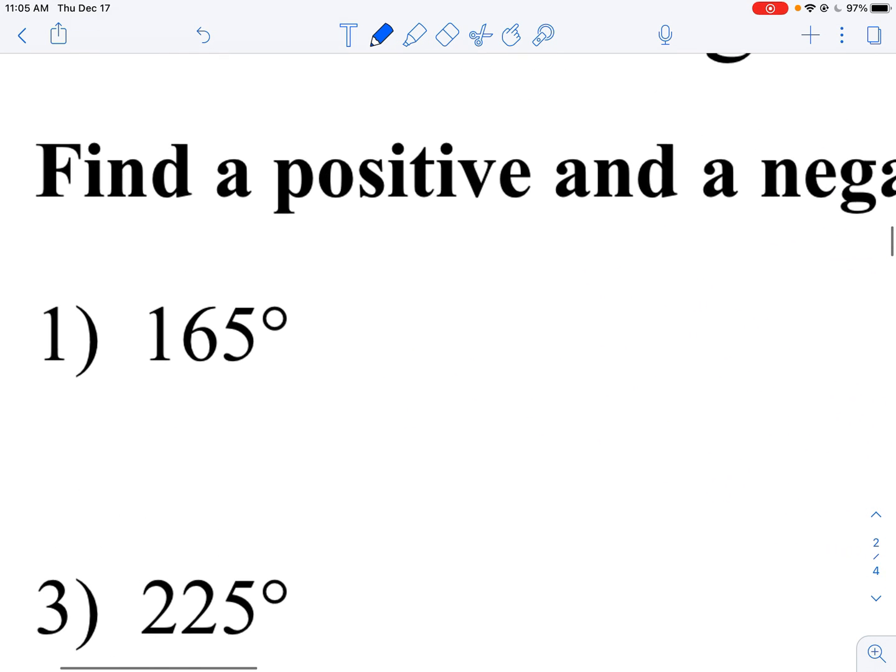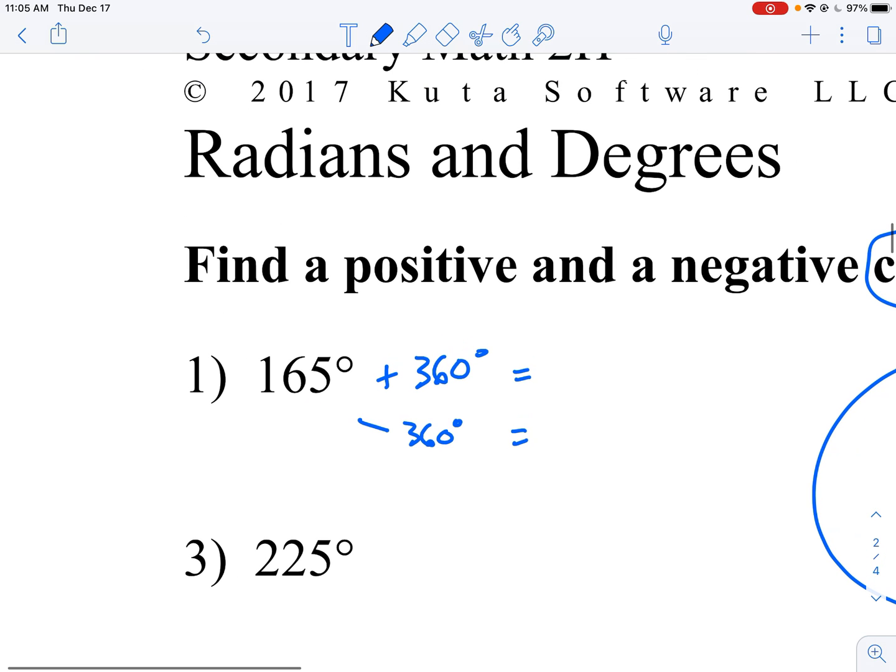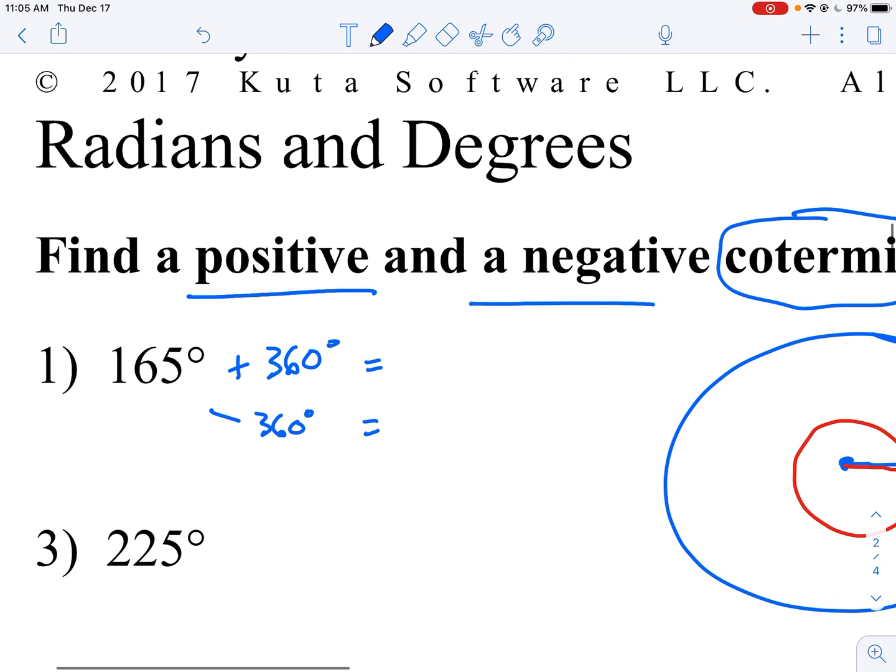So a quick way to convert the degrees to another coterminal angle is just to add 360 degrees. Oh, but you can also subtract 360 degrees and get another coterminal angle. And this wants you to get a positive and a negative one. And so I can do 165 plus 360 to get 525. And I can do 165 minus 360 to get negative 195. And these are coterminal angles with the original, ta-da.